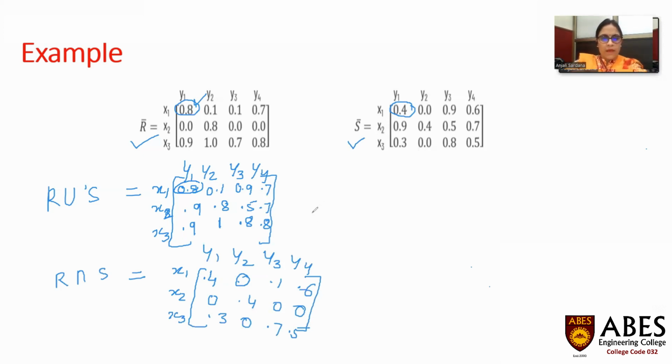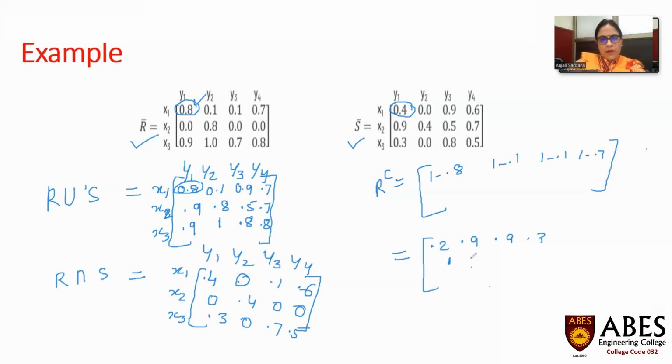And if I take the complement of the particular relation, say if I want to complement relation R, I will be subtracting the values: 1 minus 0.8, 1 minus 0.1, 1 minus 0.1, 1 minus 0.7, and so on, and the resultant would be, let's see, 0.2, 0.9, 0.9, 0.3, 1, 0.2, 1, 1, 0.1, 0, 0.3, 0.2. This will be the outcome for the complement operation here.